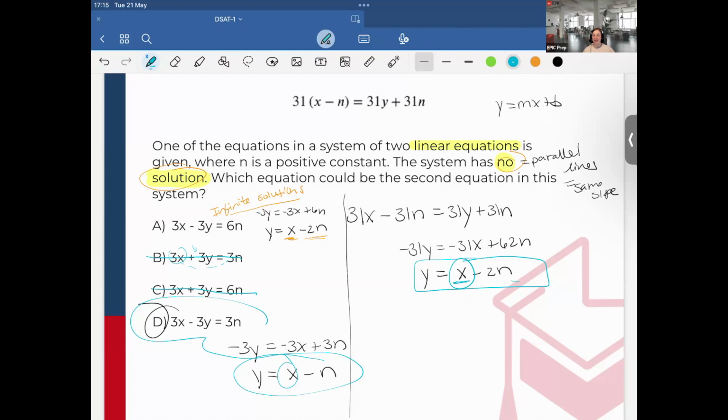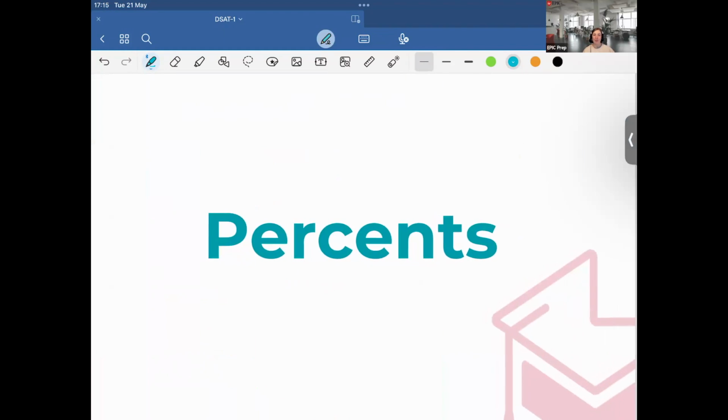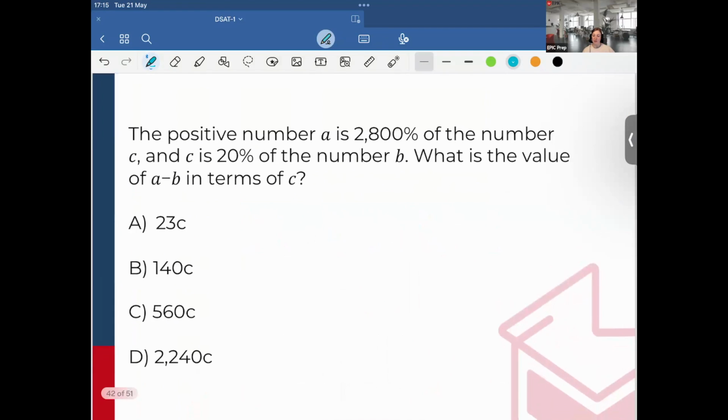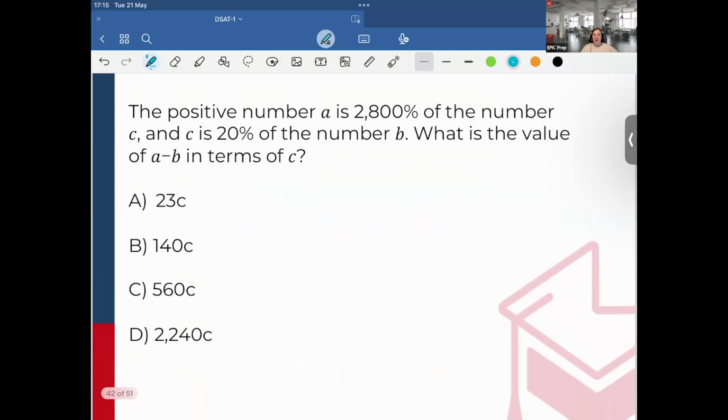Another concept that I think will appear on the digital SAT: percents. Percents do appear on most exams, and it's easy to make a misstep and get them incorrect. Even though they might seem easy, they are frequently missed questions. So always read them super carefully. I want to go over a couple with you in case you get similar ones on the exam.